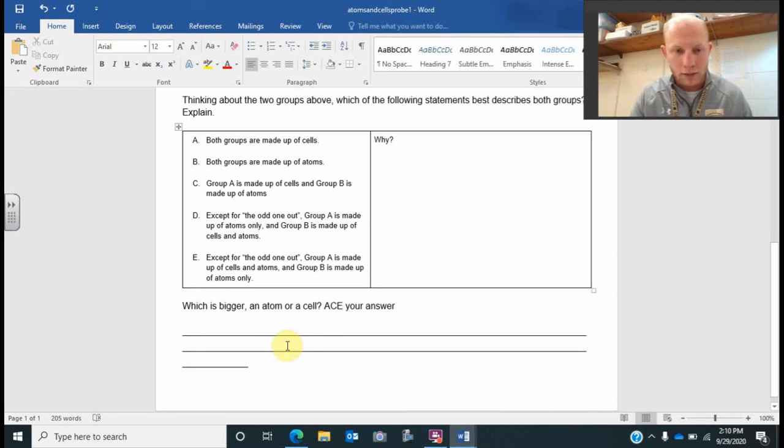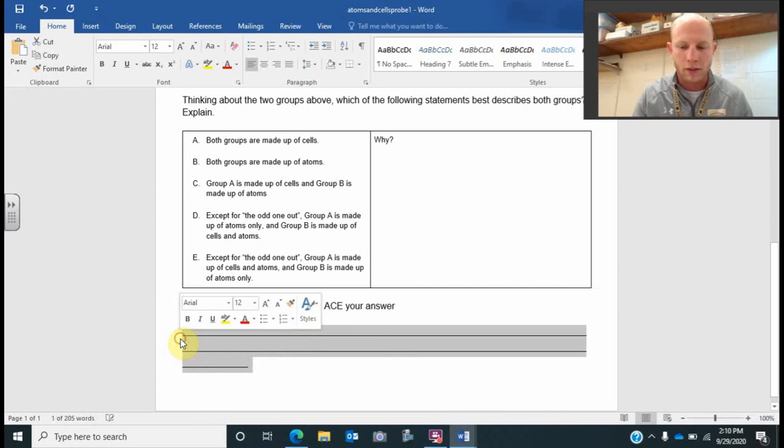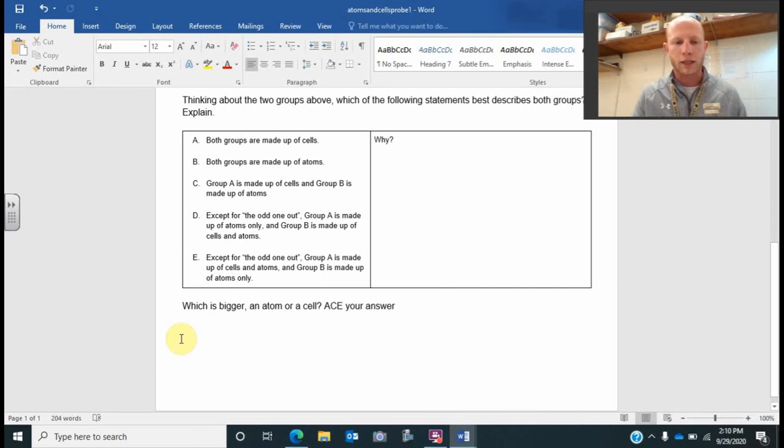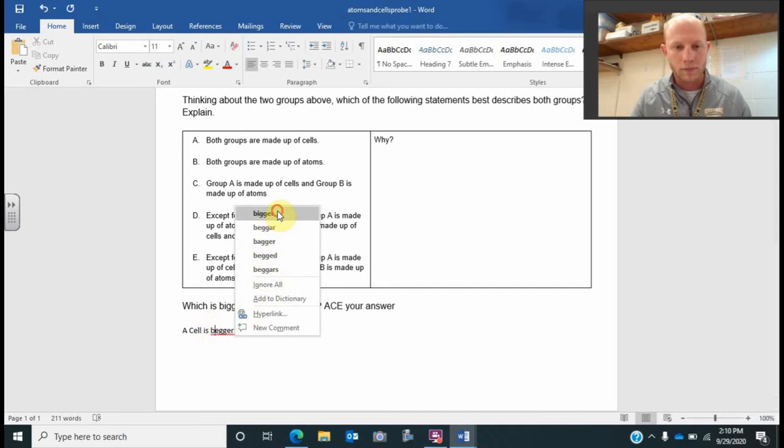So I'm going to get rid of these lines or else I'll be having a fit here. So, ACE, so answer. When I go to answer something, I'm going to rearrange this question into a statement. I'm going to use bigger, I'm going to use atoms, and I'm going to use the word cell. Okay, so a cell is bigger than an atom. Okay, so I answered that.